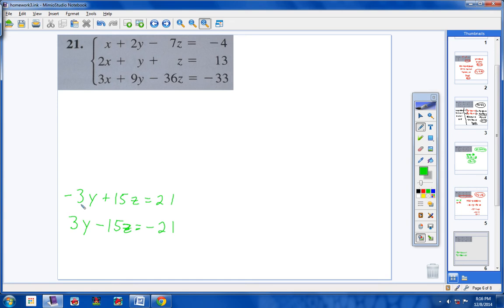Right now my y's are ready to cancel, but my z's are also. So I'm going to go ahead and add these together. And look what happens. Cancel, cancel, cancel. So 0 equals 0, which means I have, as you guys know, infinite solutions. Now remember, whenever you have infinite solutions, here's exactly what I want you to do.